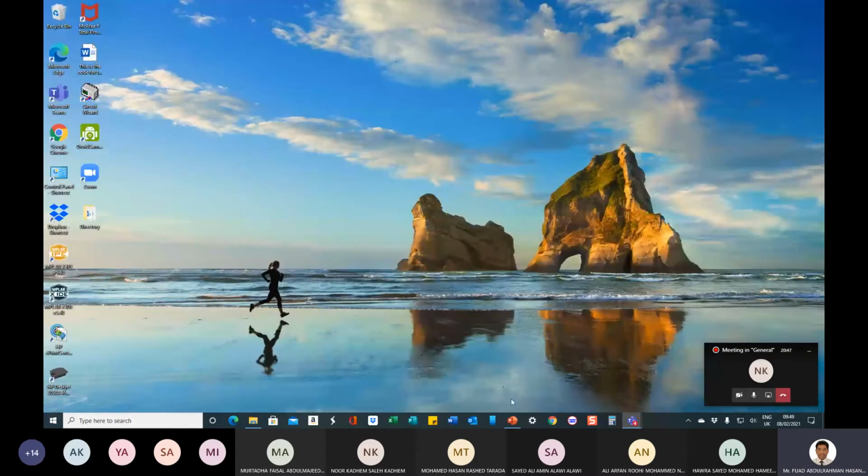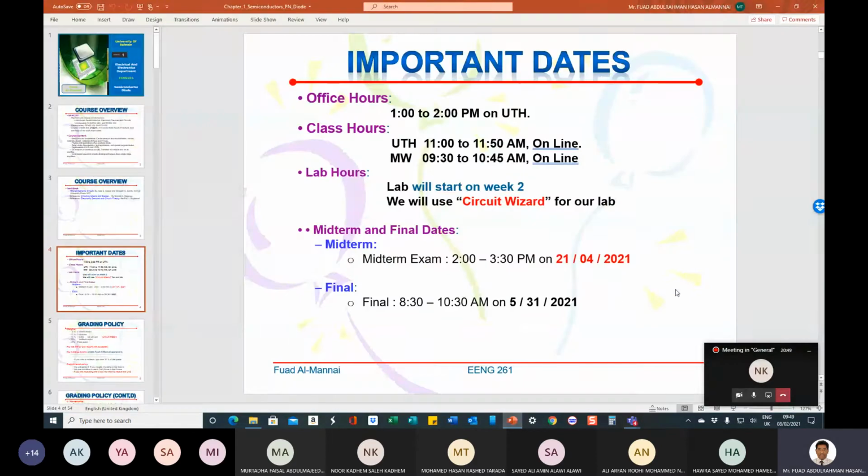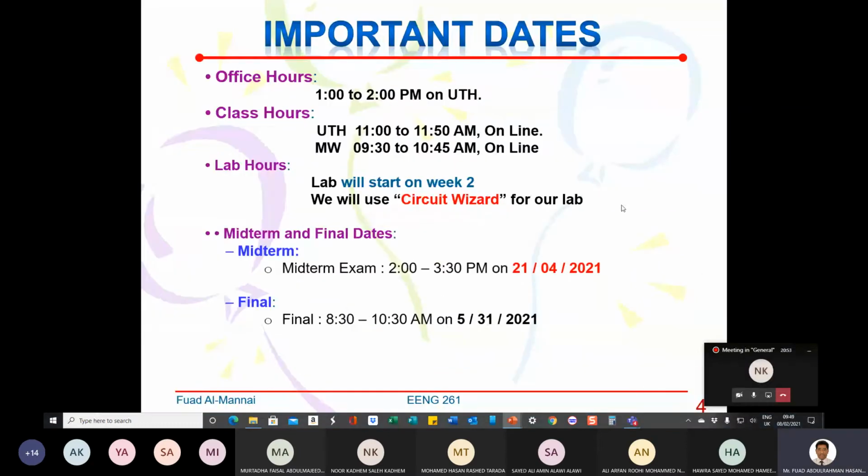Back where we are over here. So don't forget to use this, because this is what we're going to use for our lab. You do your lab using this Circuit Wizard or Multisim.